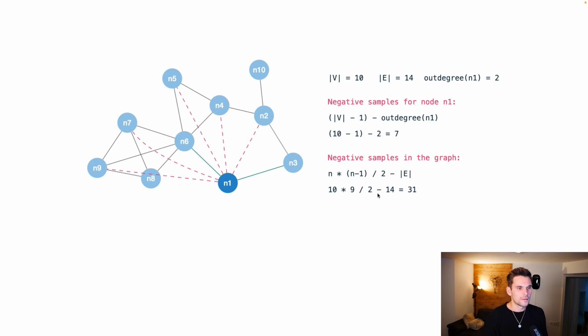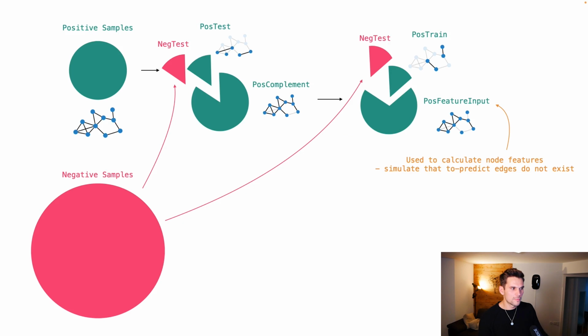And then we subtract 14 existing edges in the graph, which would be 31 negative samples in this small sample graph, while we only have 14 positive samples. And that's why we have an imbalance between positive and negative samples usually in such a use case. And therefore we sample the negative samples to have as many as we have positive samples in our graph as well.